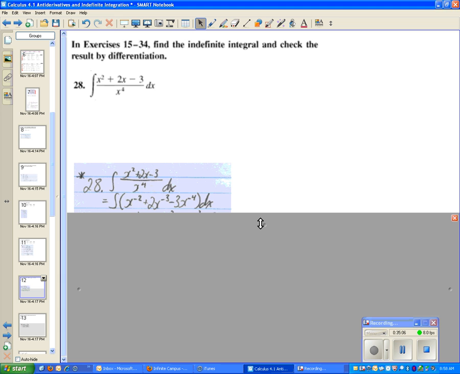X squared divided by x to the fourth would be 1 over x squared, but instead of writing it as 1 over x squared, write it as x to the negative 2. 2x divided by x to the fourth would be 2 over x cubed, but a better form would be 2x to the negative 3. And negative 3 divided by x to the fourth would be negative 3 over x to the fourth, but a better version is negative 3x to the negative 4.